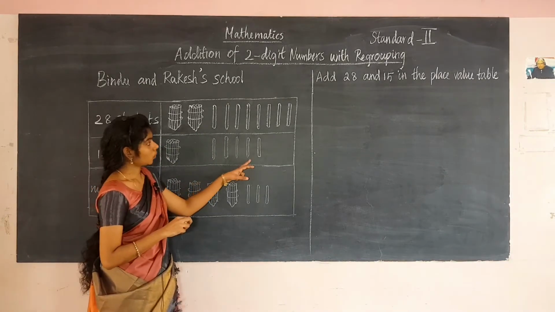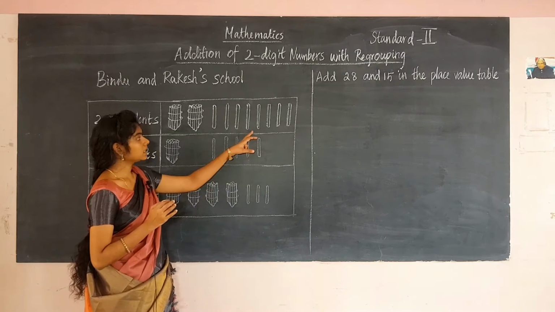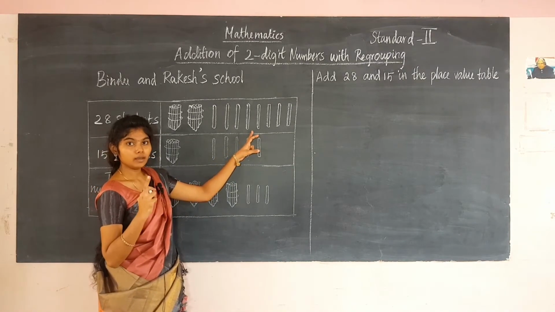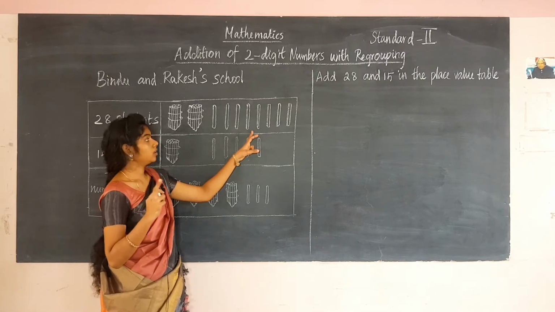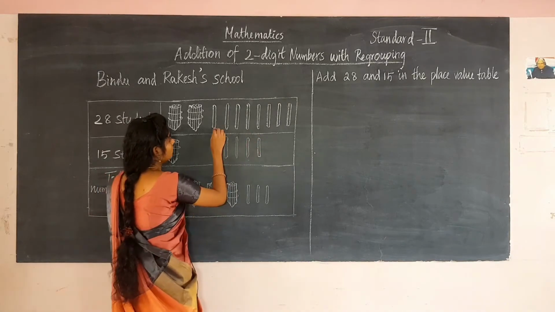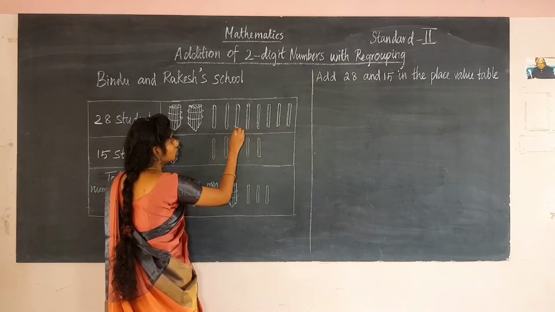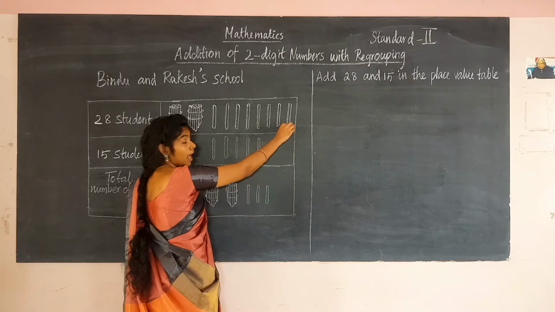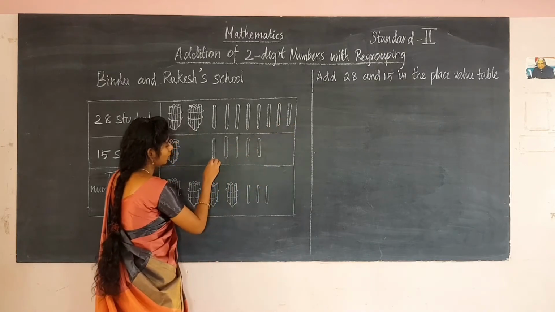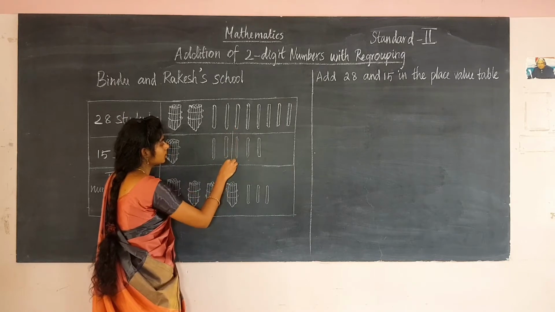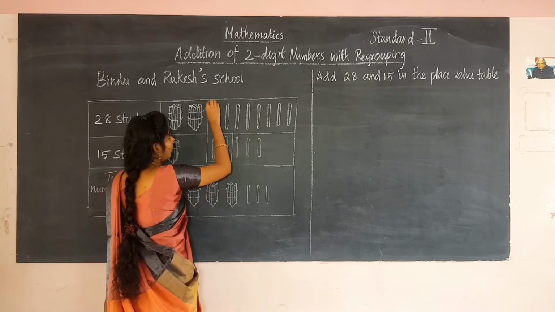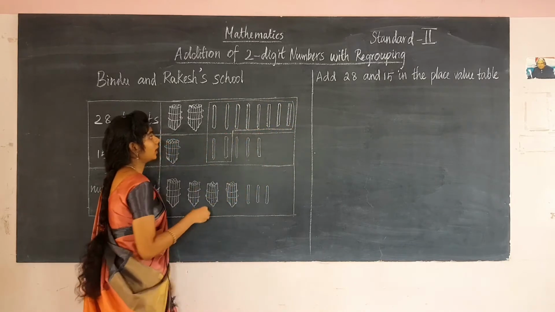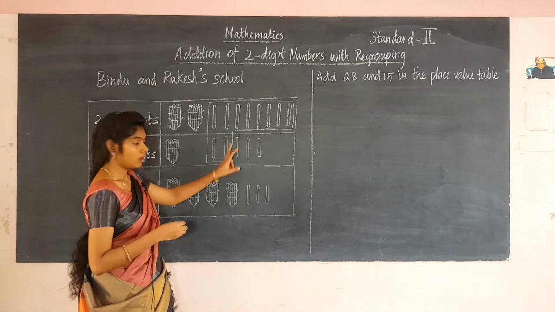So you all know, 10 loosened sticks make 1 bundle. 10 sticks will make 1 bundle. So take 10 sticks at first. Here there are 8 sticks, right? 1, 2, 3, 4, 5, 6, 7, 8. Here 8 and you need 2 more. So take from here 9, 10. So take these 10 sticks to make a bundle. We can make one bundle with these 10 sticks.